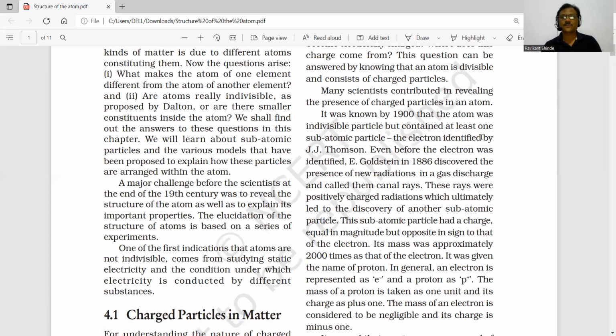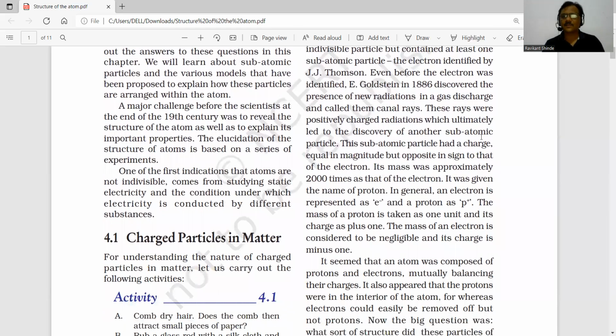For example, J.J. Thomson discovered the electron, E. Goldstein discovered the proton, and James Chadwick discovered the neutron. These are the three fundamental particles. What are the fundamental particles of the atom? Can you tell me? The fundamental particles of the atom are the electron, proton, and neutron.